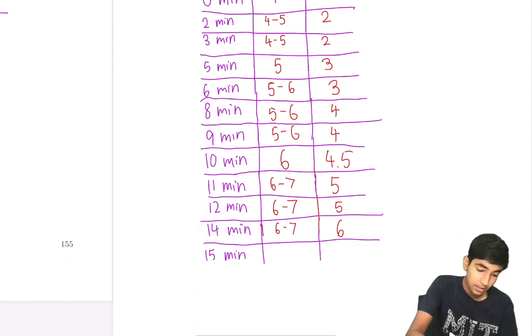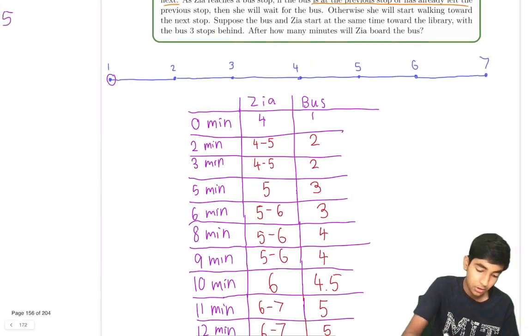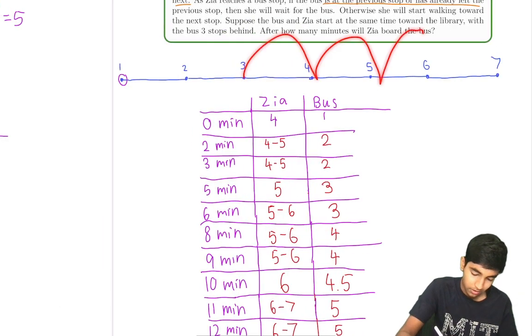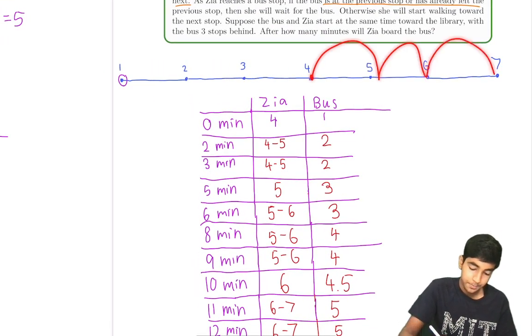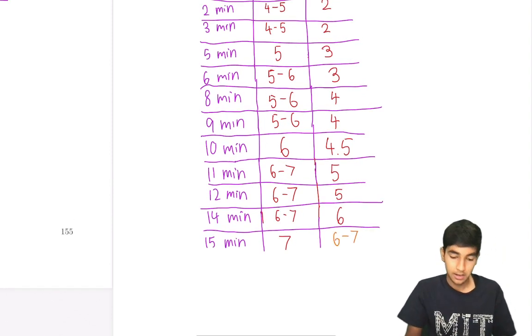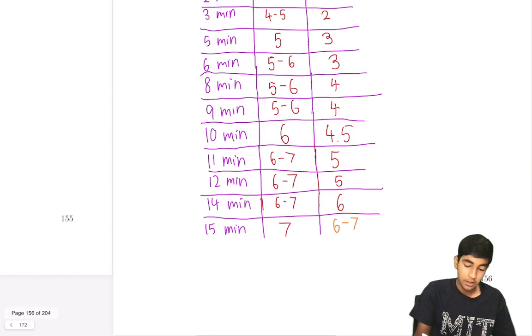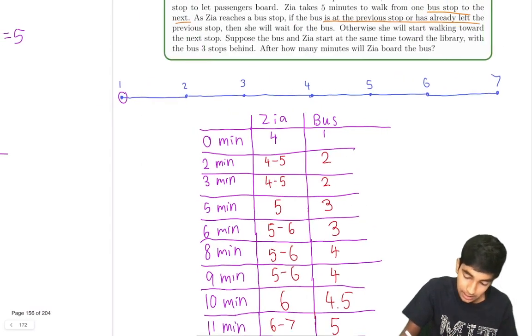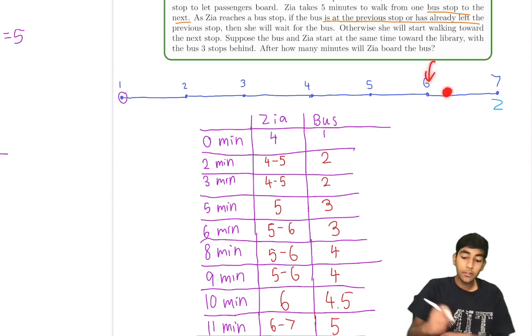And then after 15 minutes, Zia finally reaches stop 7, right? Because it takes 5 minutes per stop, so it starts at stop 4, sorry, starts at 1, 2, 3, and the bus will be somewhere between 6 and 7. Now will Zia stop? Yes. Now Zia will stop and wait because the bus is at the previous stop or has already left. The bus is between 6 and 7, so Zia is here waiting, and the bus has already left the previous stop, which is 6. So now Zia will wait.